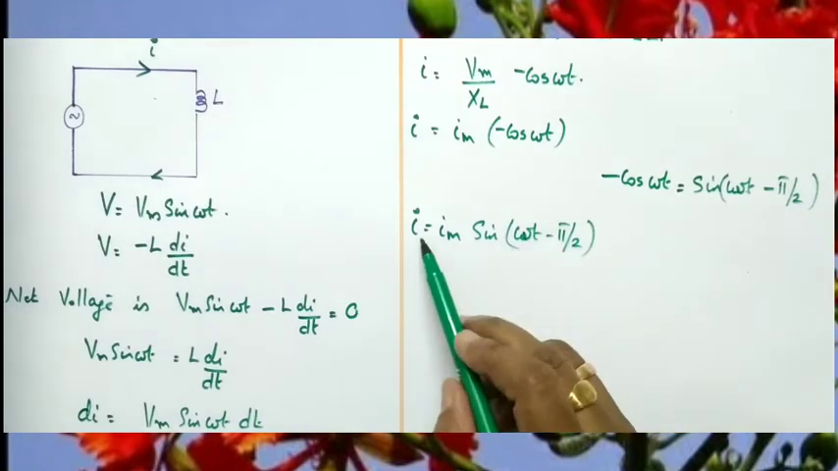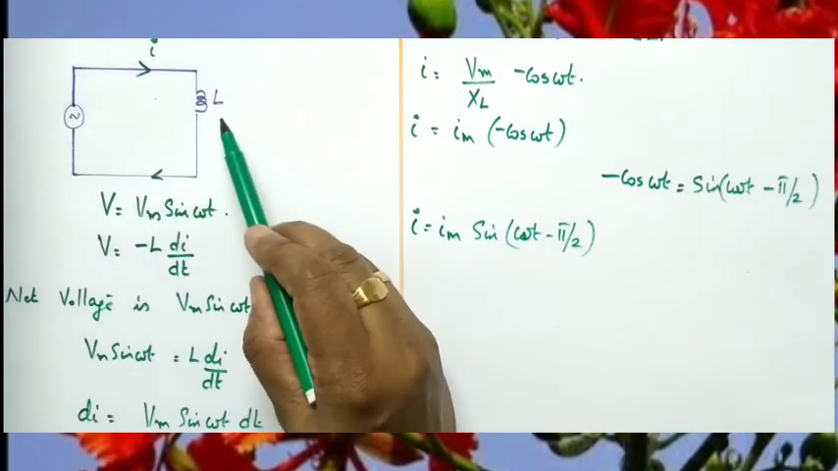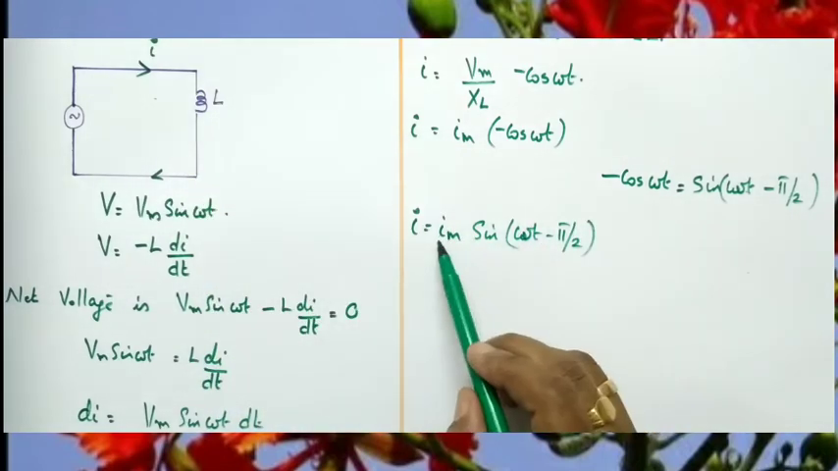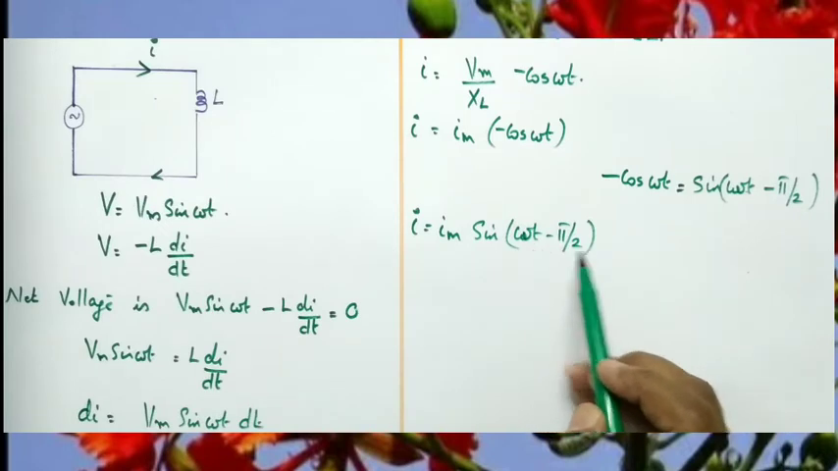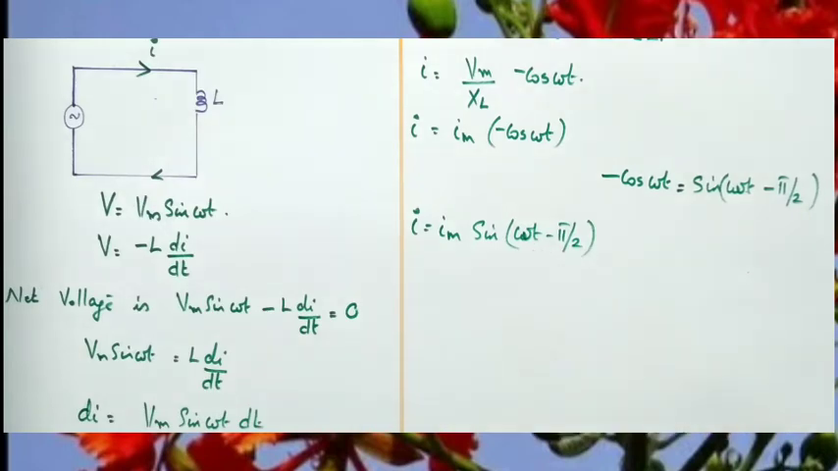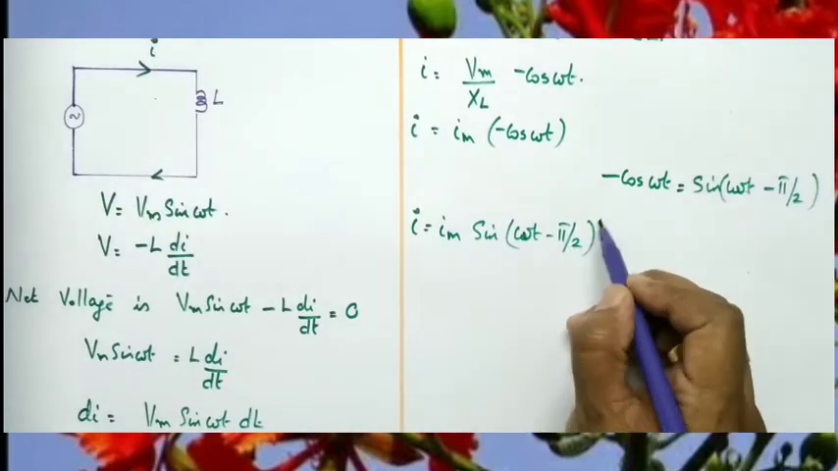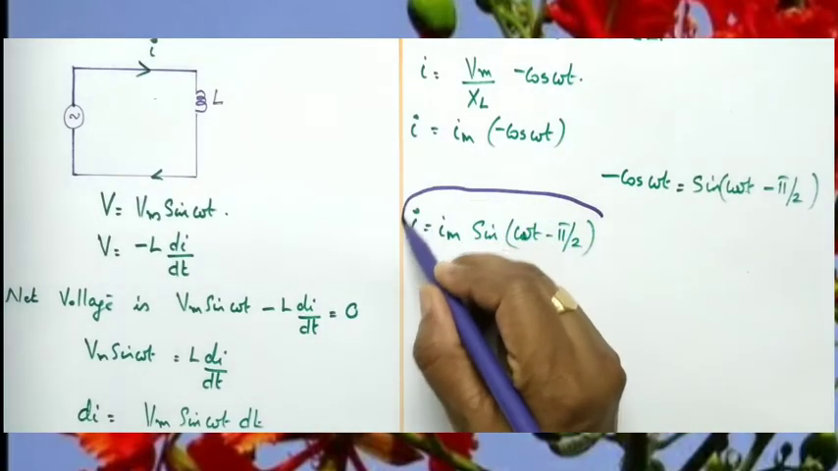So when AC current flows through the inductor L, what is the current now? I equal to Im sin omega t minus pi by 2, and from this we can say that the current lags the voltage by an angle. What is that angle?